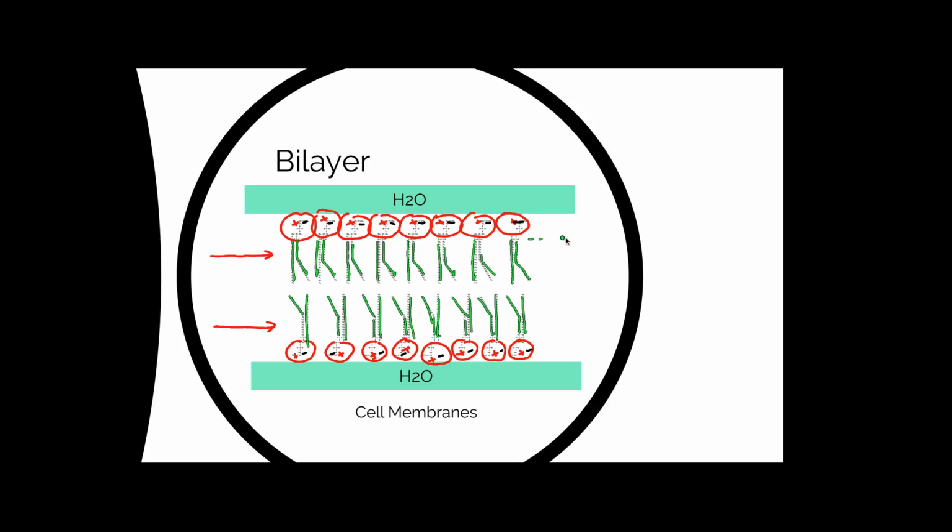So everything in green as far as the tails is fearing the water. So this area in here is phobic, hydrophobic. And then the area where the red phospholipid heads are located is going to be philic. Water loving on the two ends because it's attracted to water. Hydrophobic, they're fearing the water, trying to get away from it as much as possible.